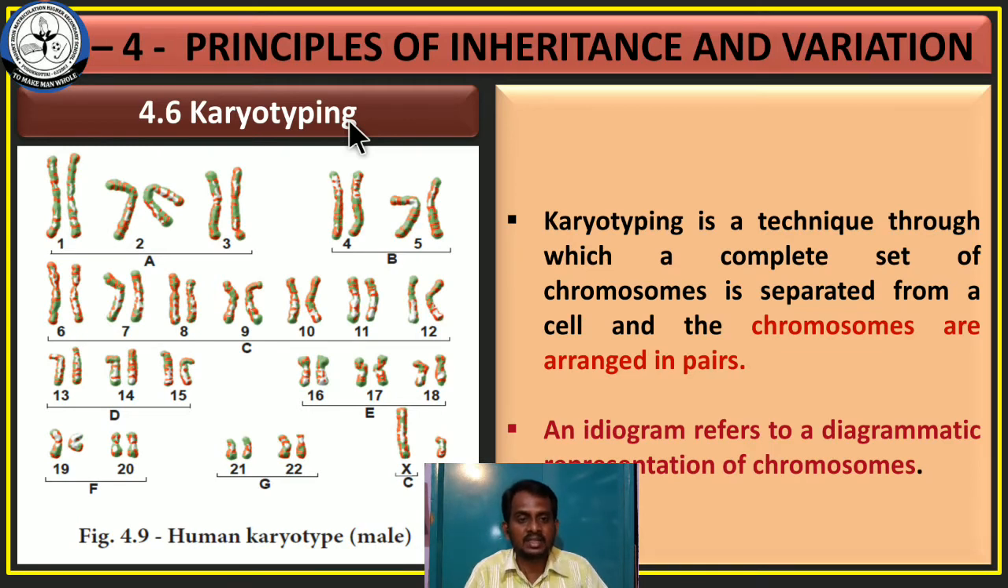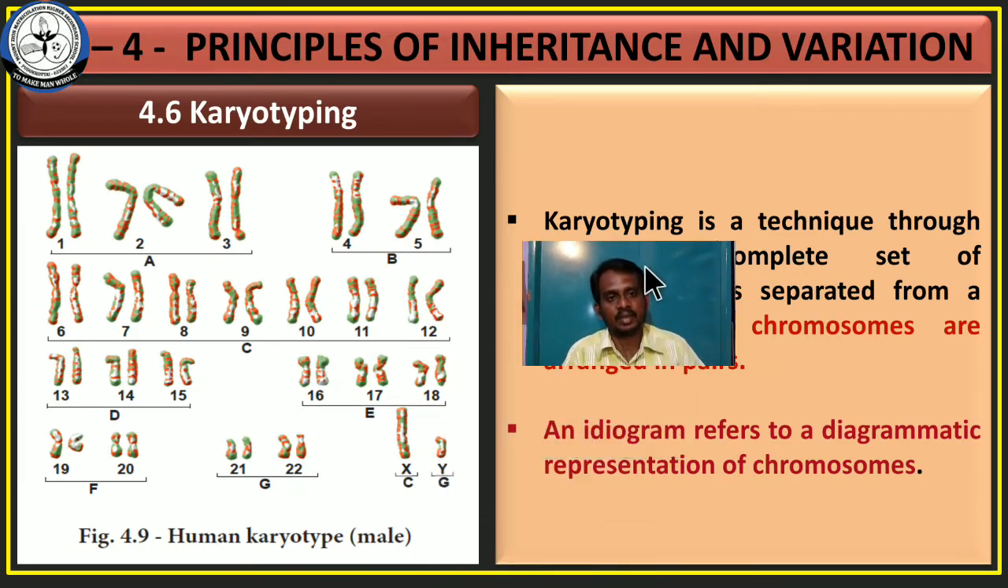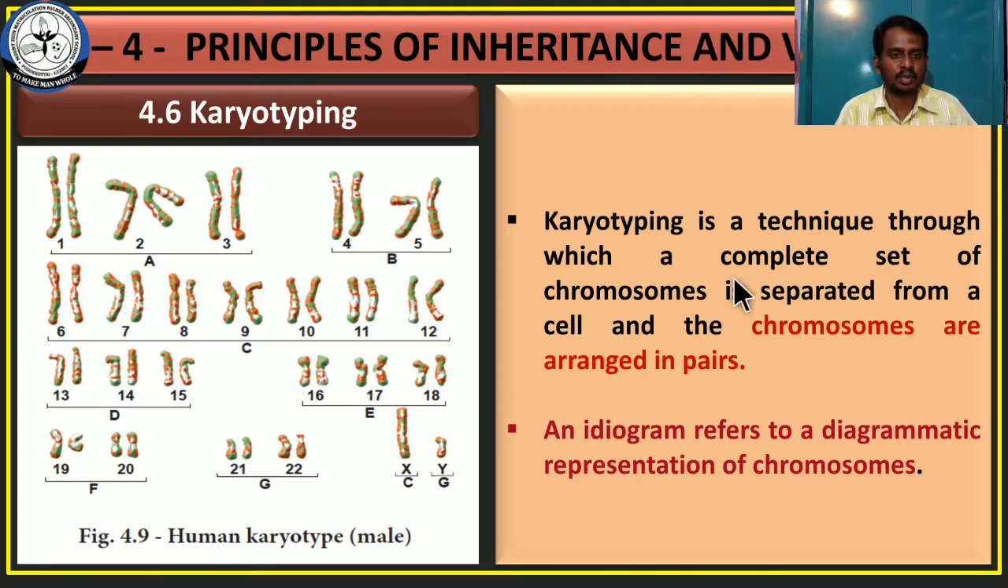A complete set of chromosomes is isolated from the cell and the chromosomes are arranged. That process is called karyotyping. So karyotyping is a technique through which a complete set of chromosomes is separated from a cell and the chromosomes are arranged in pairs. That process is called karyotyping. This is an important 2 mark question.